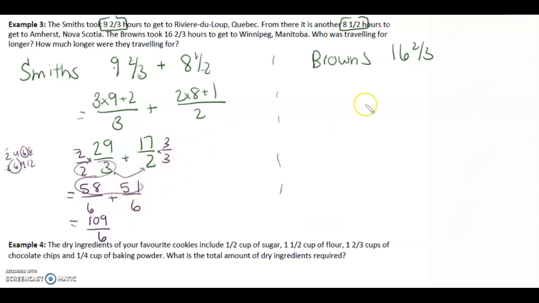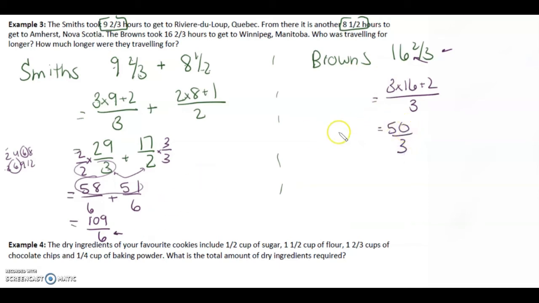Okay, now the Browns. I am going to put the Browns into a mixed number because then we can convert it and then compare. We can't compare right now. One has the denominator 6, one has the denominator 3. So let's do 3 times 16 plus 2, and that's going to be over 3. Okay, so this is going to be 50 over 3.